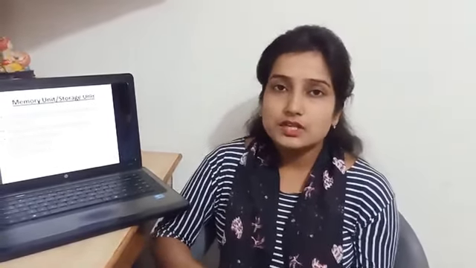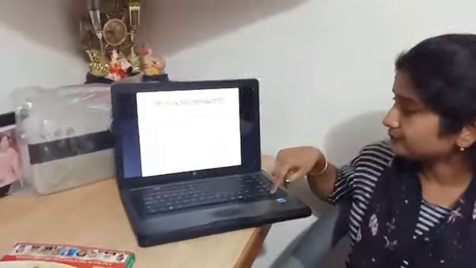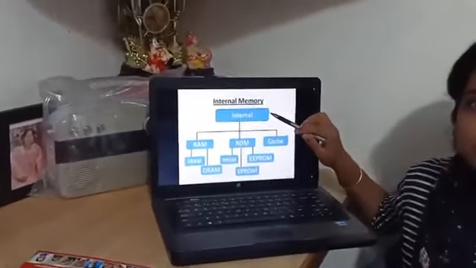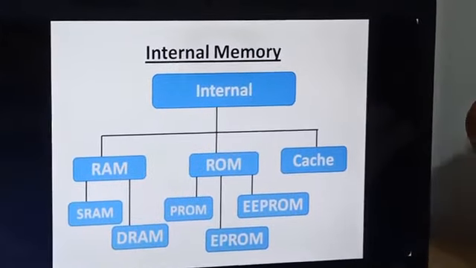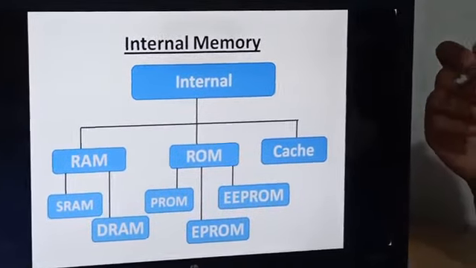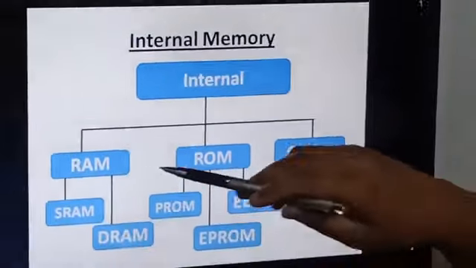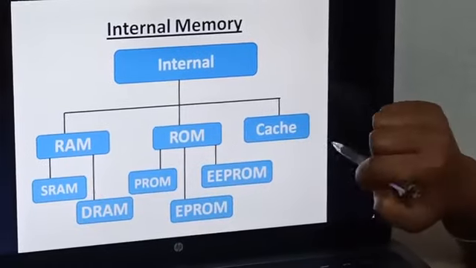Actually, internal memory is of two types, RAM and ROM, and external memory is again of two types, magnetic storage media and optical storage media. So here we are going to discuss internal memory first. Internal memory, the memory which resides in the CPU, is known as internal memory, or which you get with the processor when you get your system made. Then you will get the internal memory already in itself. Then it has mainly three parts: RAM, ROM and cache.